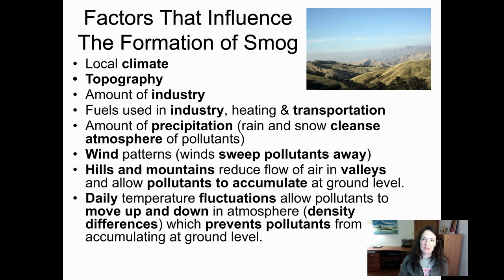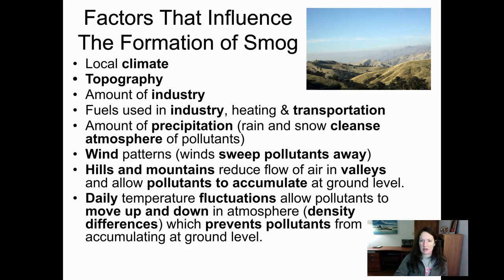Another thing that influences formation of smog is temperature fluctuations, which cause the pollutants to move up or down in the atmosphere as a result of density differences. That prevents the pollutants from accumulating at ground level if you have that vertical movement of air. And we'll talk about thermal inversions in a few slides here. That is when the vertical air is not able to move up and down, and so the pollutants just stay there at ground level.